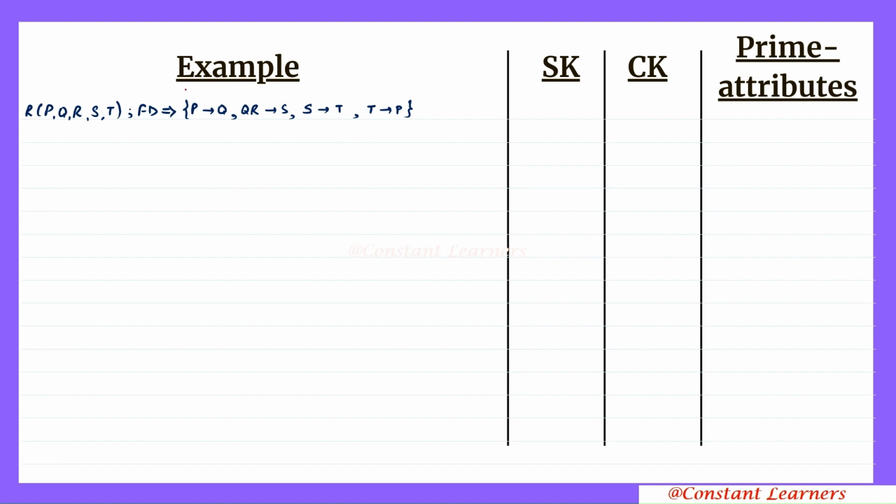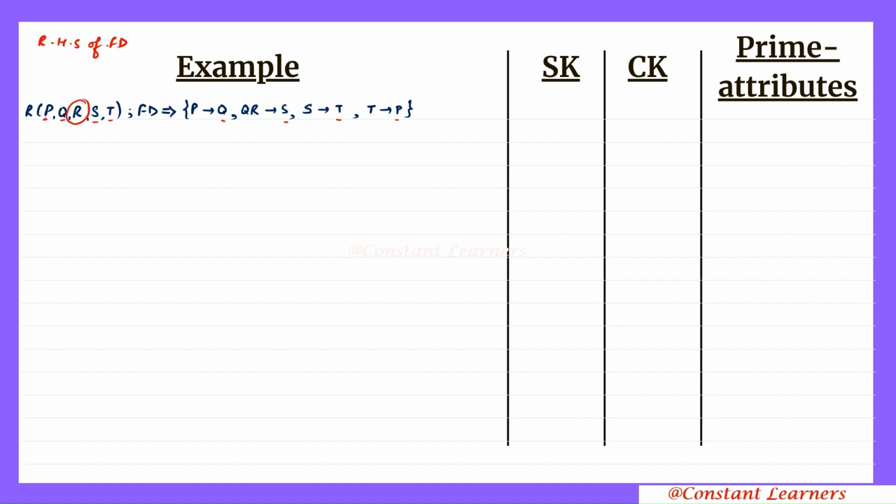Now anytime you get this type of question, the first thing that you should see is the right hand side of the functional dependencies, right? Let's check which attributes are present on the right hand side of the functional dependencies. Here we have Q, S, T, P, right? So we have Q, S, T, P. The only attribute that is not present on the right hand side of the functional dependency is R.